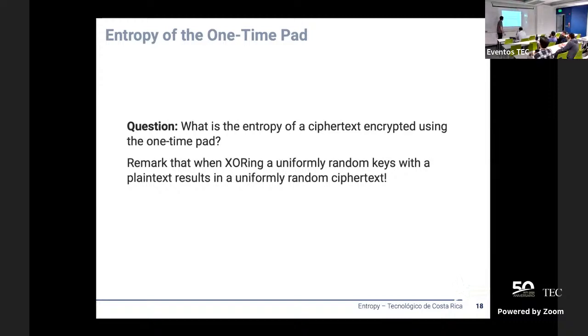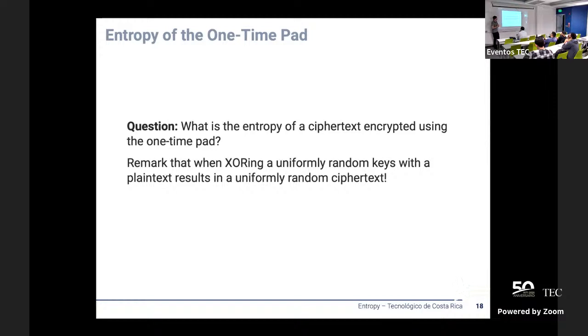Okay, let's continue the class again, because the next slide will contain lots of formulas and we need to reason a bit about it to understand what we derive. But first this slide. Now we've seen lots of definitions about entropy and Shannon's theorem, but going back to cryptography, what is the question we can ask ourselves? What's the entropy of a ciphertext encrypted using a one-time pad?